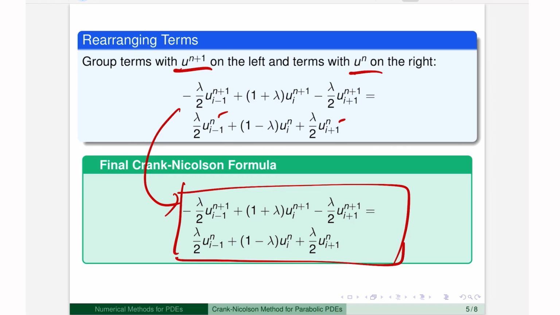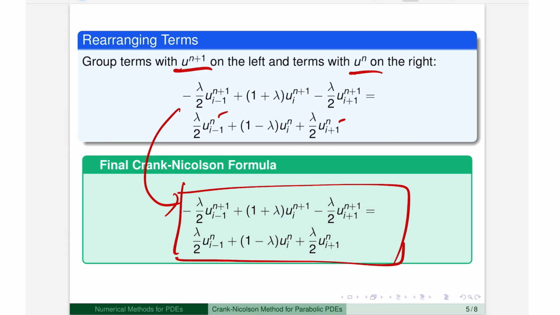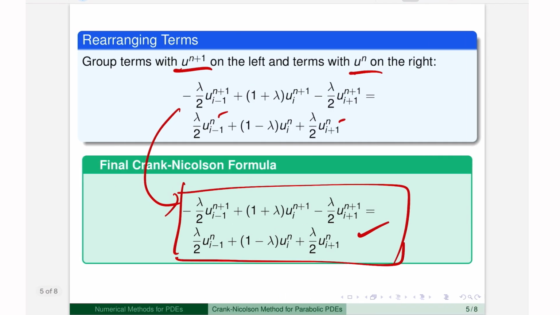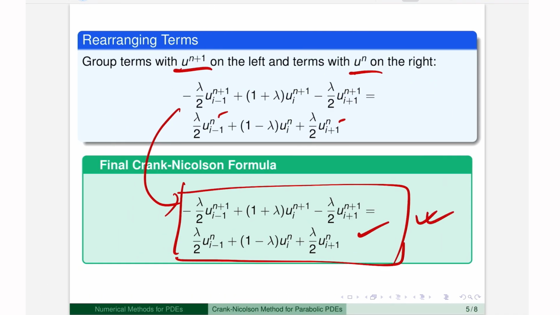Now I am taking a special case. Before that, if I write it in the computational stencil, these are u_i^(n+1), u_(i+1)^(n+1), u_(i-1)^(n+1) at t_(n+1), the forward step, and u_(i-1)^n, u_i^n, u_(i+1)^n at the t_n step. All these terms are adding and subtraction. This way, the formula is derived.